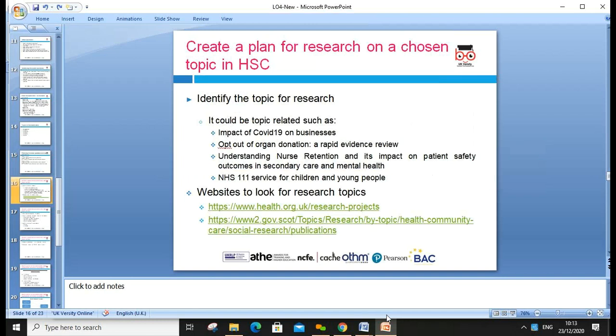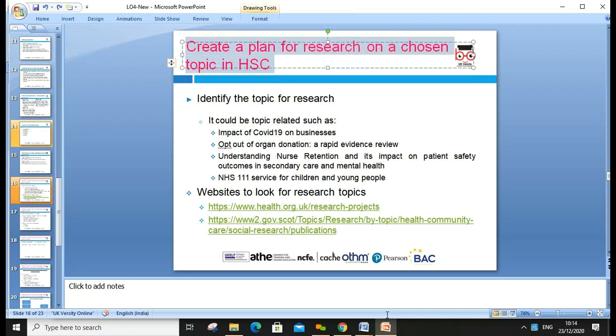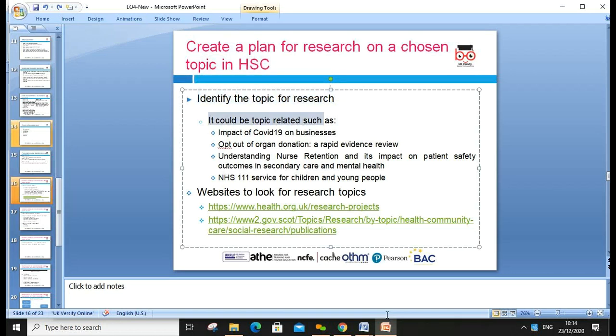Okay, so today we're looking at creating a plan for research on the chosen topic, identifying the topic. It could be a topic such as the impact of COVID-19 on businesses. Opt-out organ donation, a rapid evidence review. Understanding nurse retention and its impact on patient safety and mental health. NHS 111 services for children and young people. So these can all be topics. This is the website to look around for research topics if you want a specific health topic or health and social care.